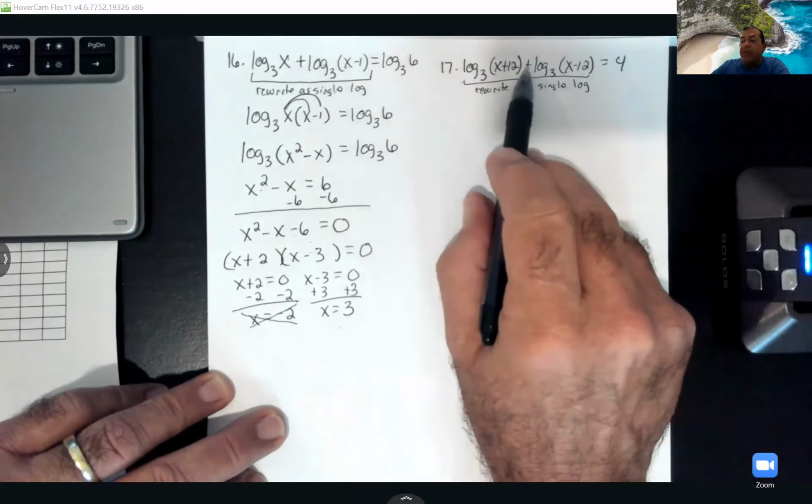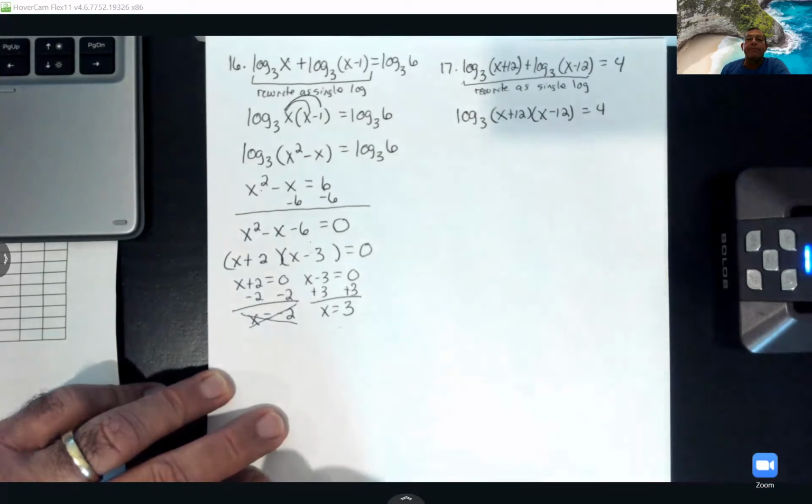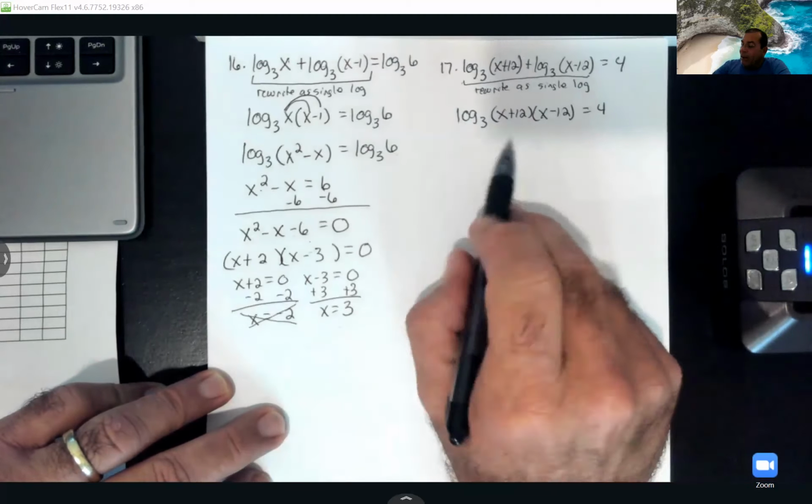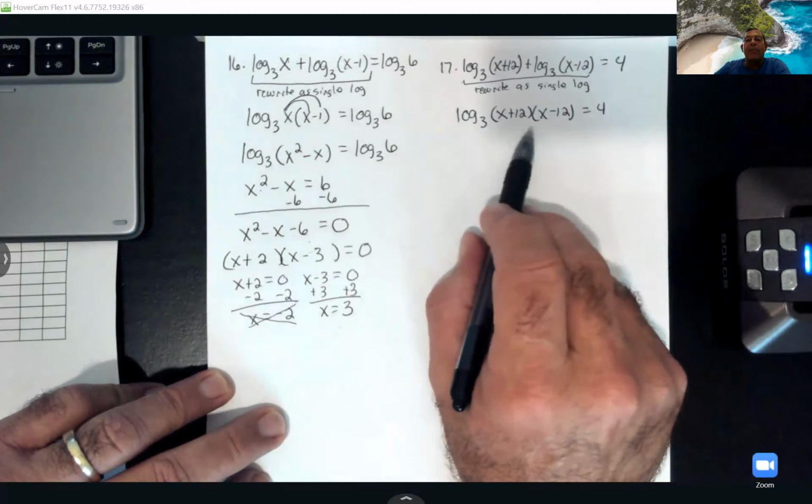And I'm noticing these are being added. So since they're being added just like that one, I'm going to write it as a product. So I'll bring down my log 3. My product will be the x plus 12 times the x minus 12. All of that is going to equal 4. And y'all, let's multiply this stuff out real quick.